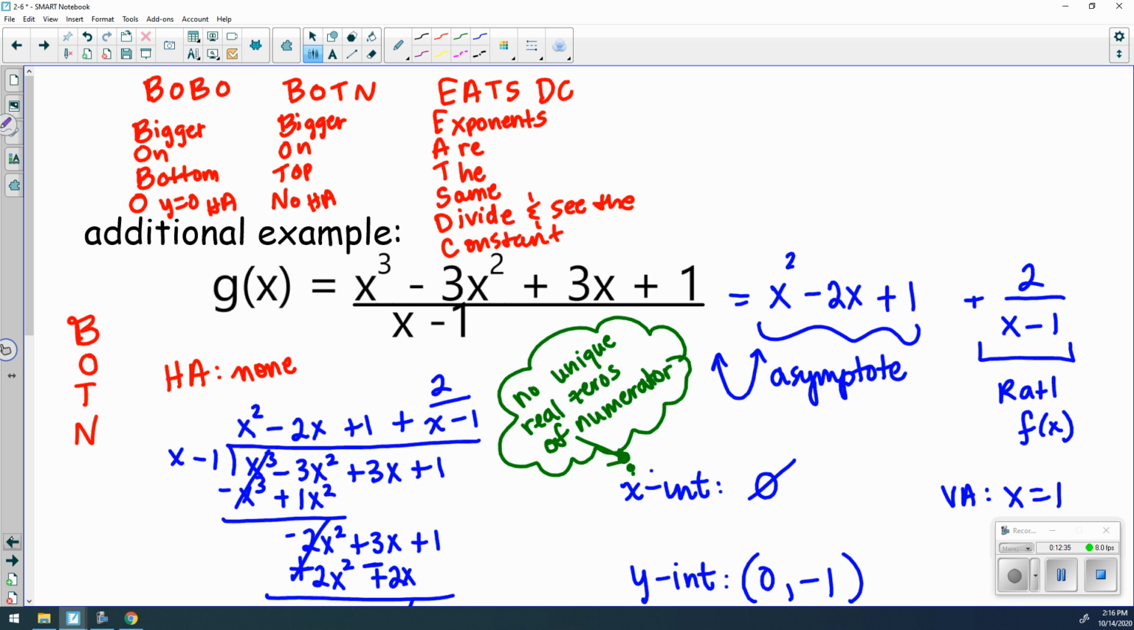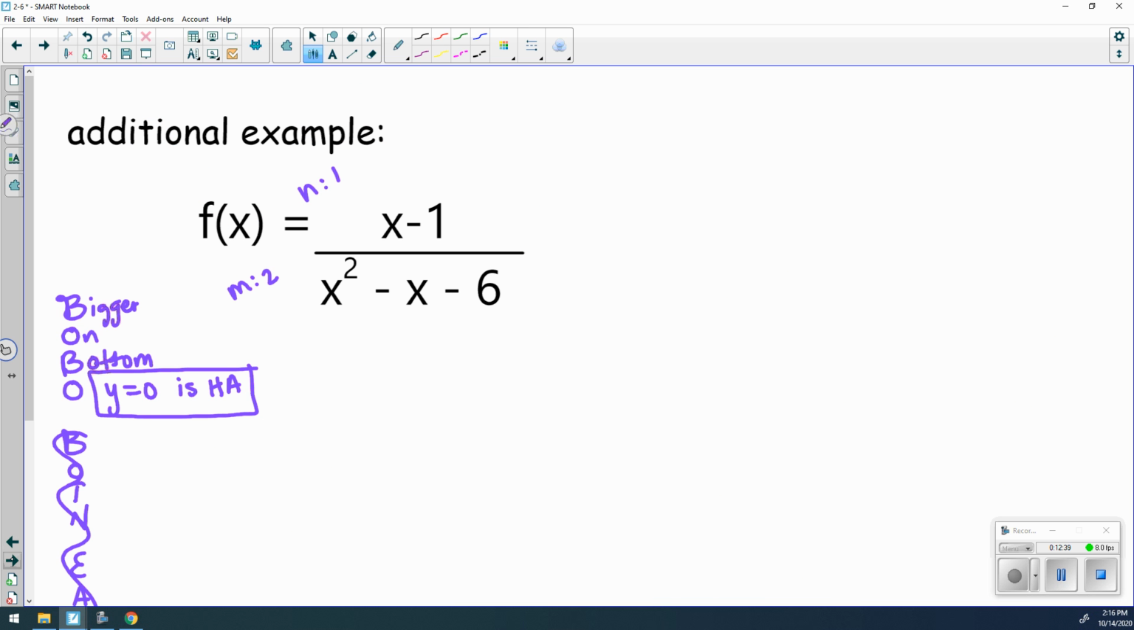We talked about it in the first example, g of x, and now we're talking about it again in f of x. So we know what our horizontal asymptote is. We can talk vertical asymptotes next. This would factor into x minus 3 and x plus 2. So our vertical asymptotes are at x equals 3 and x equals negative 2.